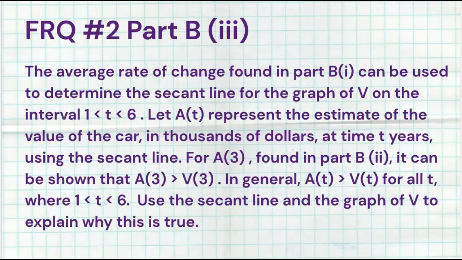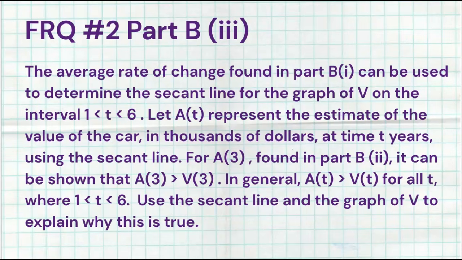All right, now for part B, triple I, which a lot of kids struggle with, but hopefully I'm going to make it really, really easy. The average rate of change found in part B, I, can be used to determine the secant line for the graph of V on the interval 1 to 6, which is actually what I already showed you in that picture. And A of t represents the estimate of the value of the car in thousands of dollars at time t years using that secant line. Again, what I just showed you in that graph.